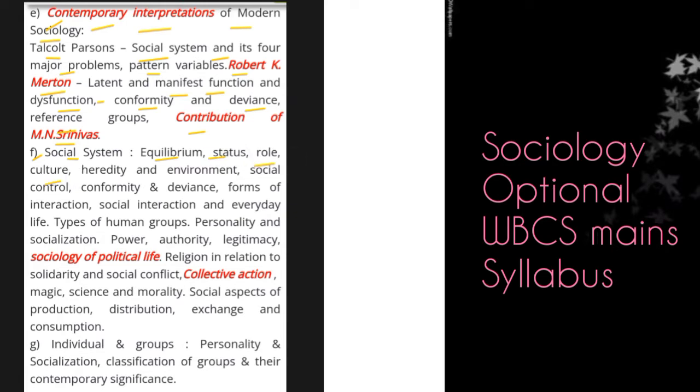status, role, culture, heredity and environment, then social control, conformity and deviance, forms of interaction, then social interaction and everyday life, types of human groups, personality and socialization, then power, authority, legitimacy, sociology of political life, then religion in relation to solidarity and social conflict, then collective action, magic, then science, morality, then social aspects of production, distribution, exchange and consumption. Next comes individual and groups, personality and socialization, classification of groups and their contemporary significance.